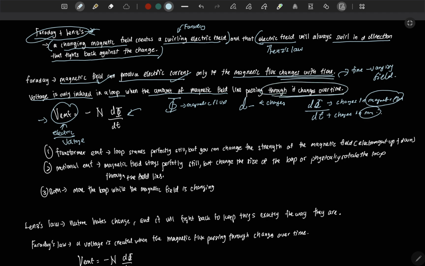Now what is N? N is the number of coils, or we say the swirls around the circuit. What does the negative sign mean? Negative is Lenz's law. As said, it fights back. So this equation has Faraday's law, where the voltage is equivalent to the change of magnetic flux over the change of time with the number of coils or swirls, along with Lenz's law.